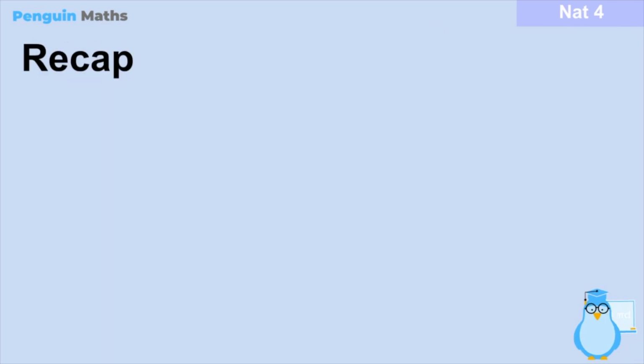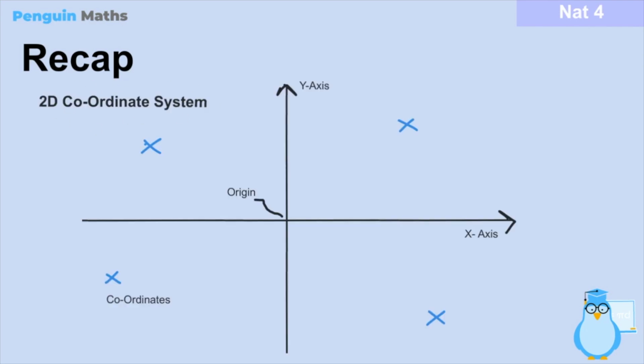So let's recap this lesson on coordinate systems. So a 2D coordinate system is a way of representing points or coordinates in 2D space, so in other words on a flat piece of paper or an imaginary flat world. And the coordinate system consists of an x-axis which runs horizontally and a y-axis which runs vertically, and the point on which these axes intercept is called the origin.